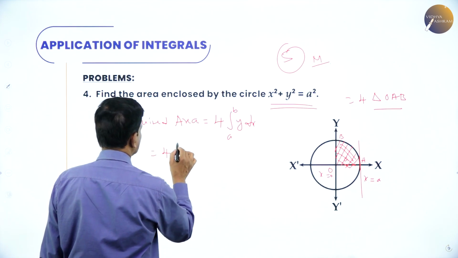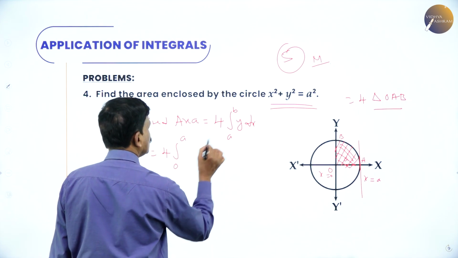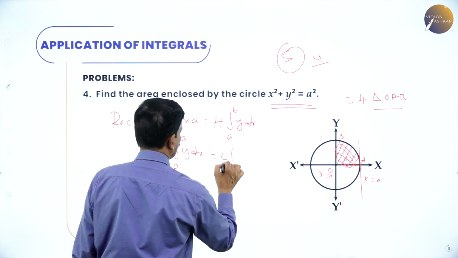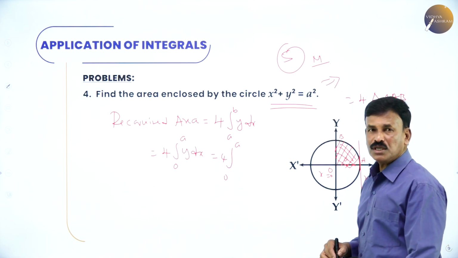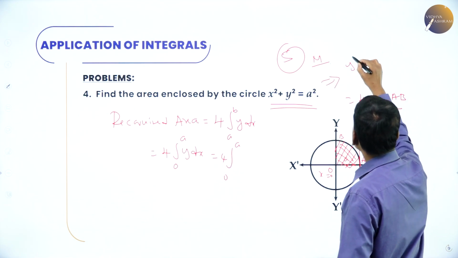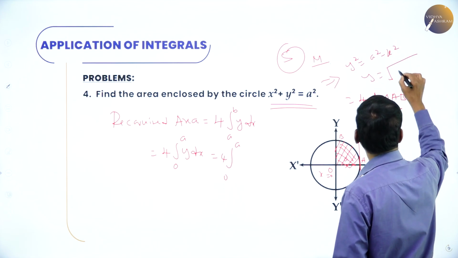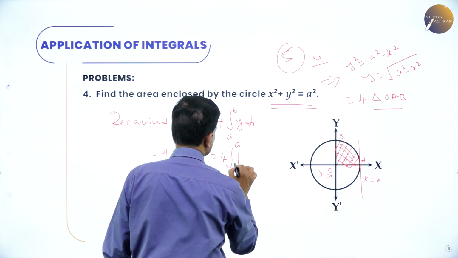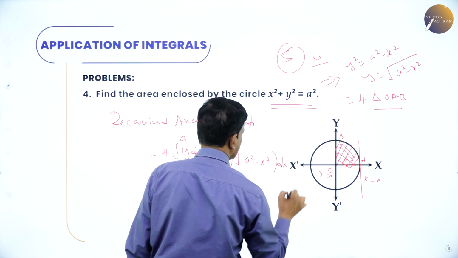So this is equal to, what is a? A is 0, b is equal to a, and y dx. This can be written as 4 times integral 0 to a. What is y from this? X square plus y square is equal to a square. Y square is equal to a square minus x square. Y is equal to root of a square minus x square. So this is root of a square minus x square into dx.